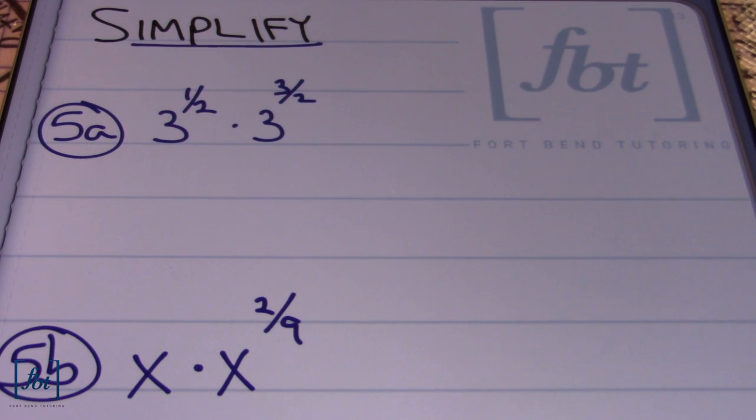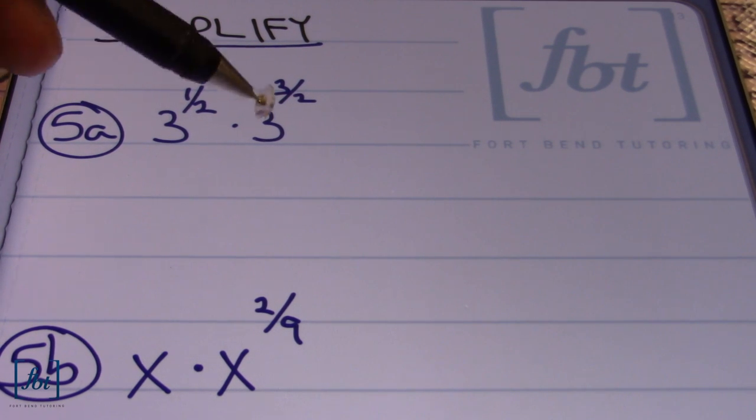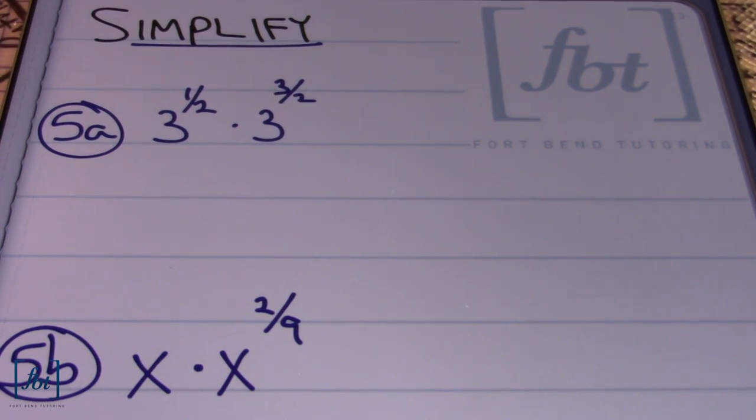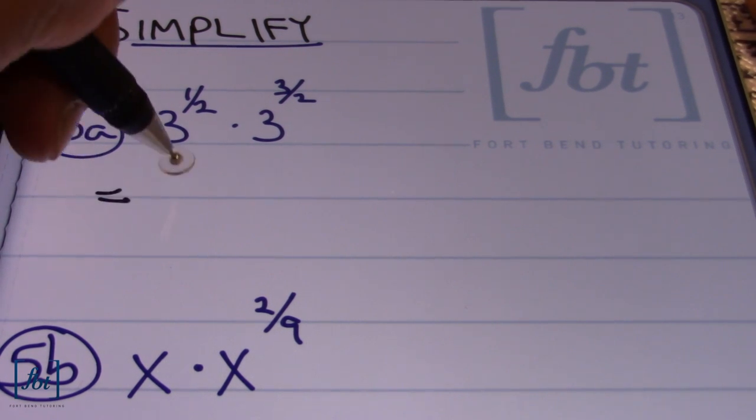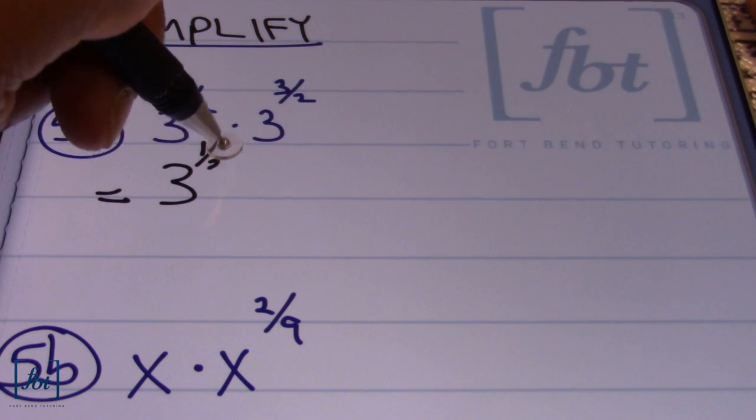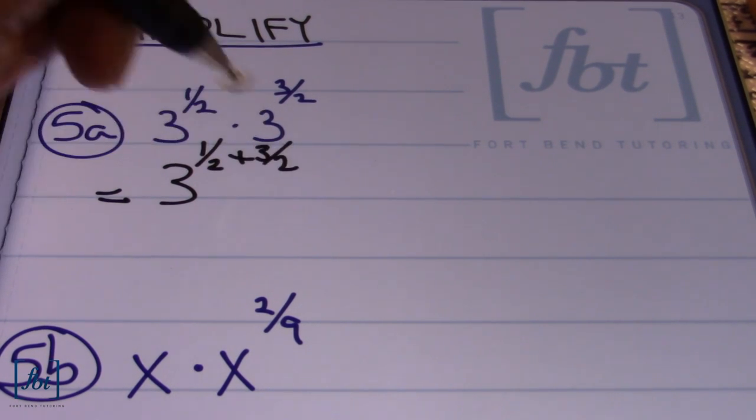5A is a multiplication problem. They want us to find the product of 3 to the 1/2 times 3 to the 3/2. What you should keep in mind is that we're multiplying the exact same base, this base of 3 here. And because we're multiplying like bases, you should be adding the exponents. And that's exactly what we'll show. We'll show that this is equivalent to 3 to the 1/2 plus 3/2.